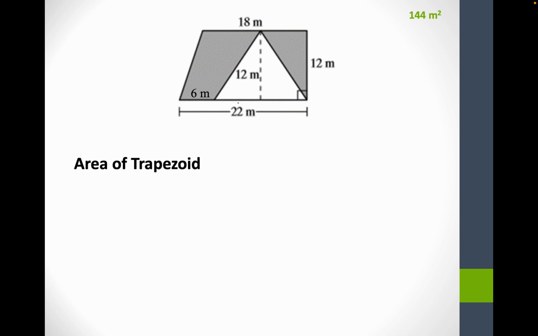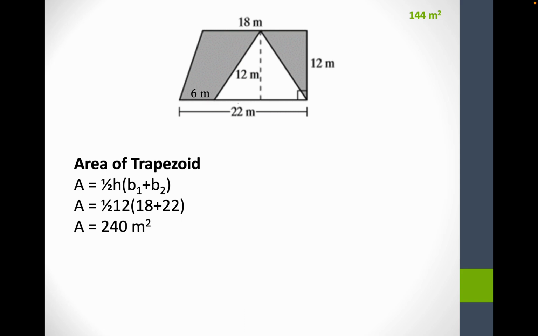So first, start by finding the area of the full figure, which is a trapezoid. The height of the trapezoid is 12 and the two bases are 18 and 22. That is an area of 240 square meters.